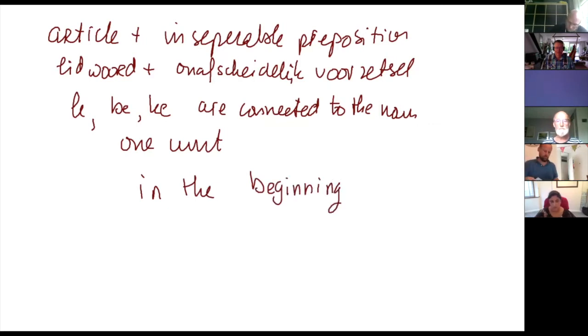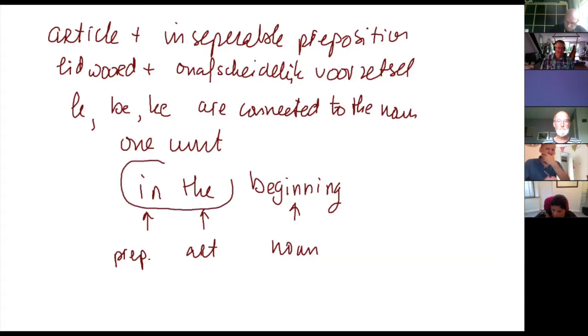And now it's starting to get interesting because we have here a preposition. Here we have an article. And here we have a noun. So what happens in Hebrew when you start combining the inseparable preposition be together with the article ha and the noun beginning? In Hebrew, that is bereshit. So let's see what he has to say about this.